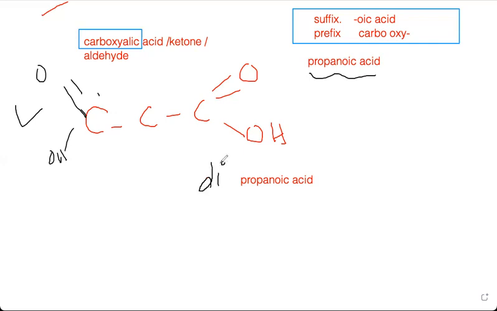Dipropanoic acid. Instead of propane-1,3-oic acid, dipropanoic acid. I mean, if you say, Miss, I have dipropanoic acid, it means you have a propane chain which has 2-oic acid, which has 2 carboxylic acid groups.